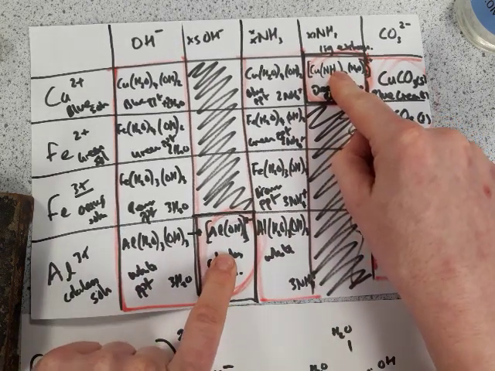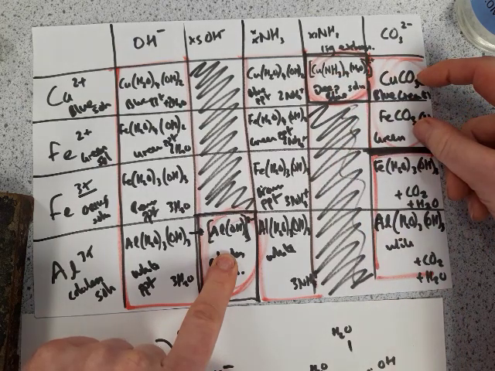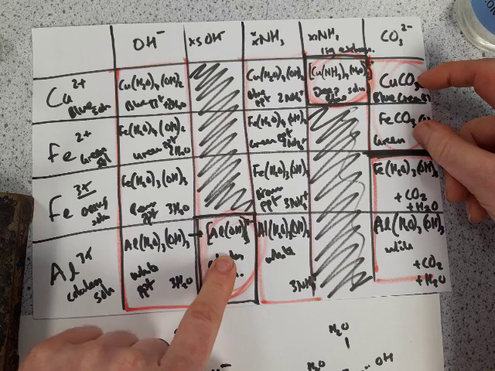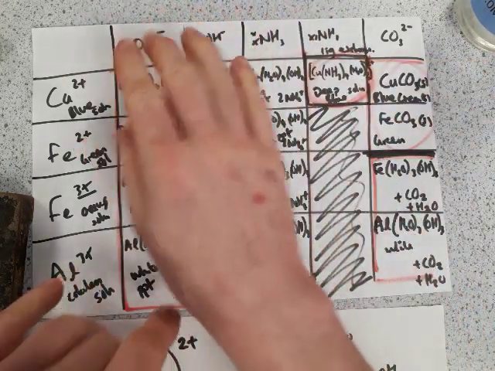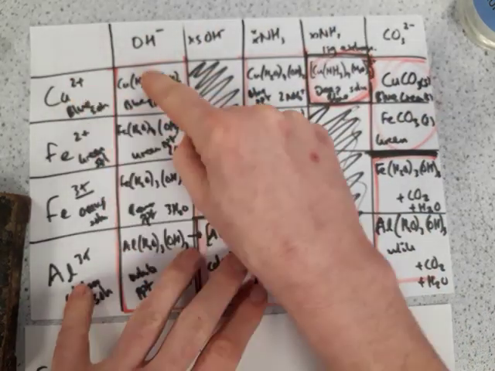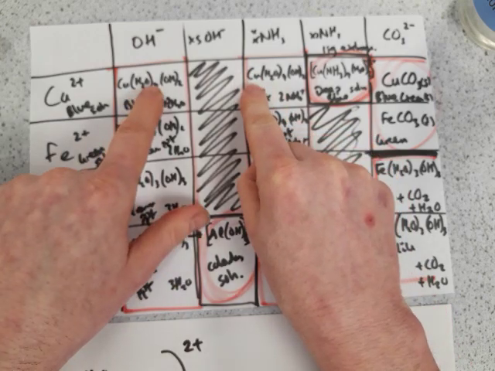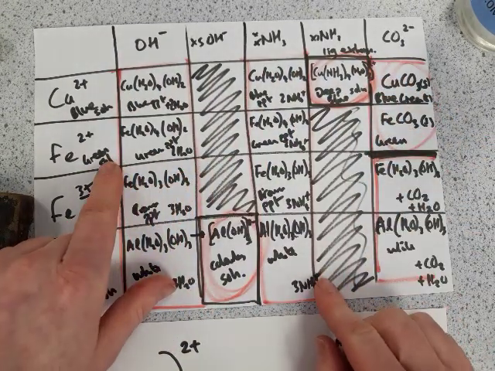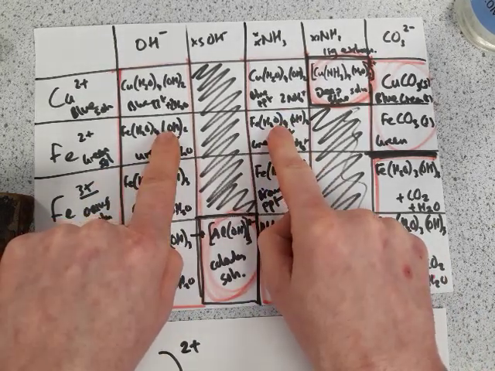Excess ammonia only affects copper. And here's your copper carbonate and your iron carbonate. You got to know your colours. So colours, let's go again. Blue precipitate, blue precipitate. Deep blue solution, blue-green precipitate. Iron 2 plus: green, green precipitate, green precipitate.